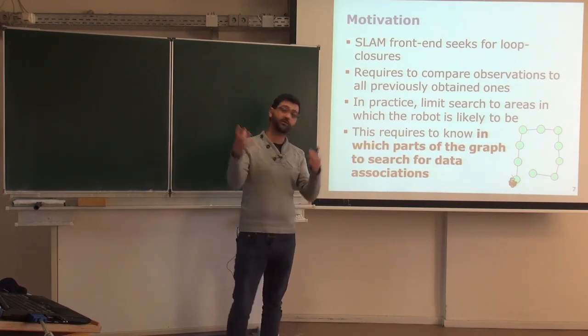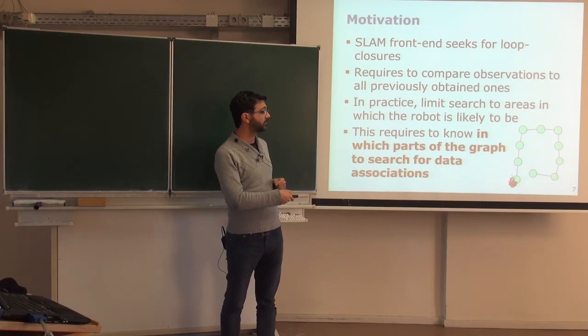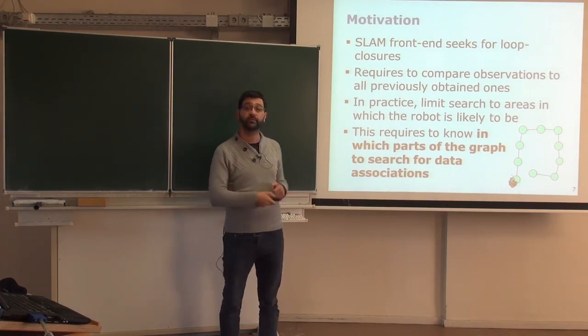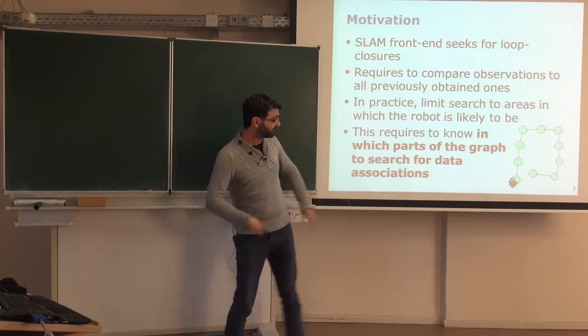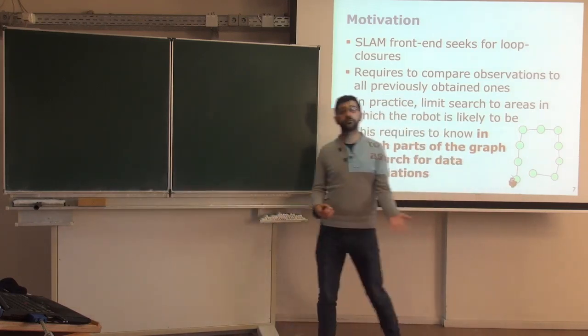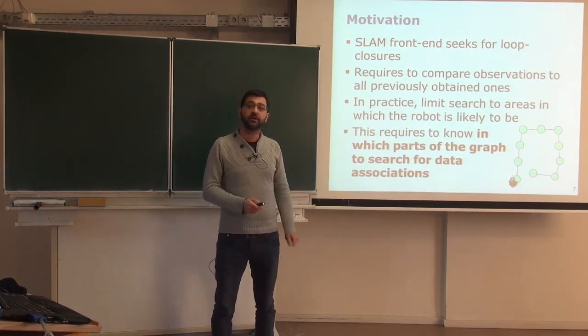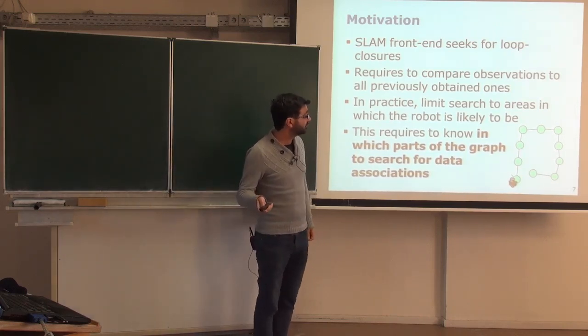For doing data association between different nodes, you take the sensor data that you have at the current robot pose, and you try to align it with the data you had in all the previous poses. Naively, this costs n, where n is the number of nodes that you have. But since it's a very costly operation, you don't want to do it for all the nodes.